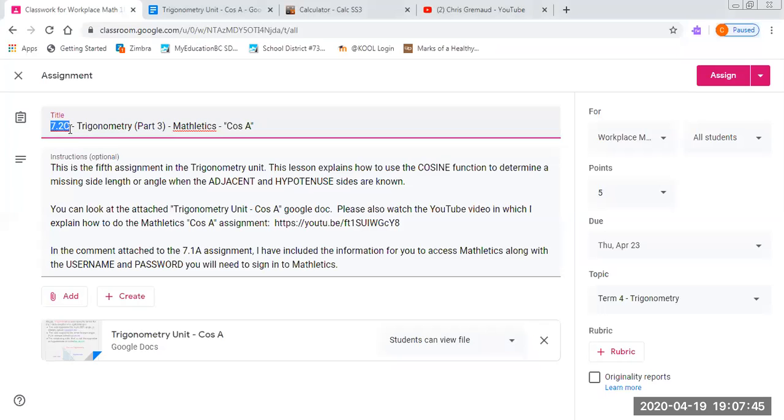Today we're going to be looking at how to use the cosine function. Very similar to what we were just talking about with the sine function last assignment, but now using the cosine function. So first off, in your Google Classroom, you should see a new assignment. It's going to be called 7.2C, and it's going to be the Mathletics Cosine A assignment that you're going to be working on. So let's get into this.